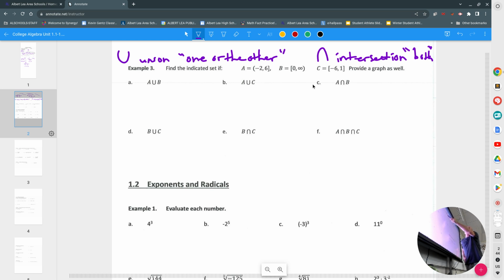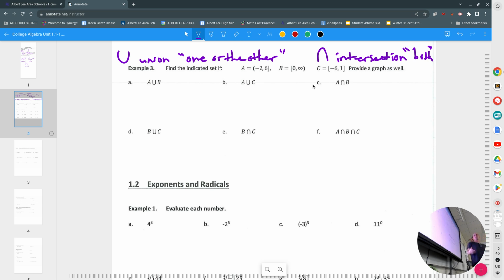It is, because A includes all numbers from -2 to 6. So 4 is in that, right? Is 4 in interval B? Yeah, it's in both of them, isn't it? Doesn't have to be in both, just has to be one or the other. Okay, one or the other.